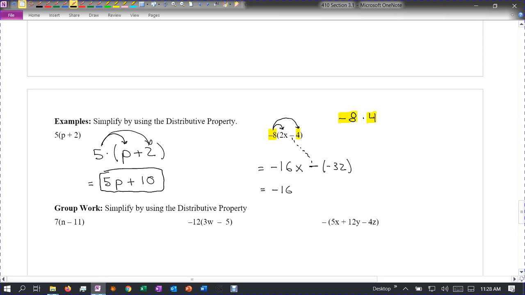And so this gives me negative 16x plus 32. And that should be it. Now, that's one way to approach it.